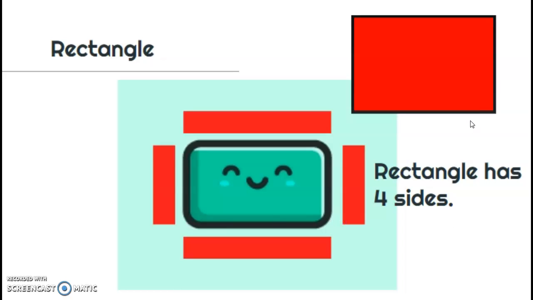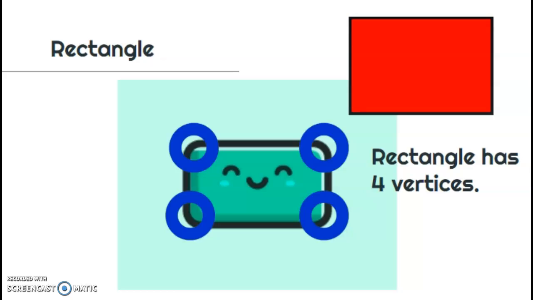And let's look on the rectangle. That's a better picture of it because it has the sharp corners. 1, 2, 3, 4. Okay, the rectangle has 4 sides. Let's move on to look at the vertices of a rectangle. So just like the square, the rectangle also has 4 vertices. So let's look at the corners where the 2 straight lines meet. So 1, 2, 3, 4.